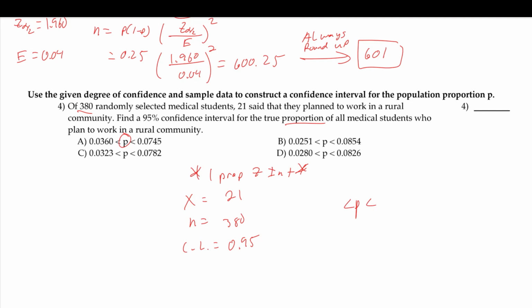Your lower bound will come out to be 0.0323, and I'm rounding to make sure that it matches up with one of our answers here, because they're all rounded to 4 decimal places. And our upper bound is 0.0782. And this answer is C.